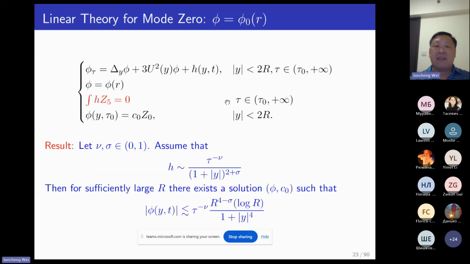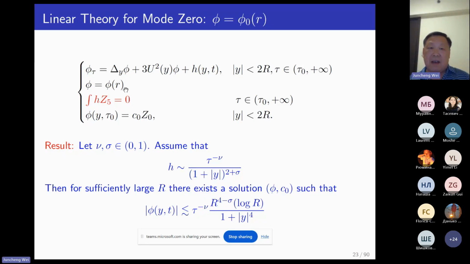Okay, so let's do the most difficult case, which is the reduced symmetric case. So phi is phi 0 r, and we have this linear operator, plus h, and we assume everything reduced symmetric, and we also assume the solution is orthogonal. The h is orthogonal to Z5. Okay, and we choose some special direction because we need to get rid of the unstable direction. Okay, so this is the problem.